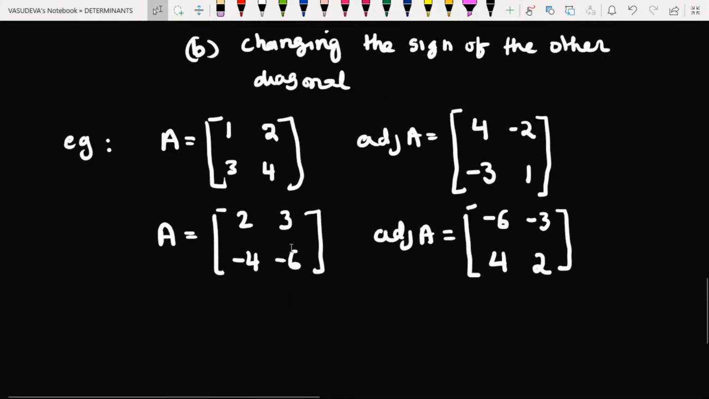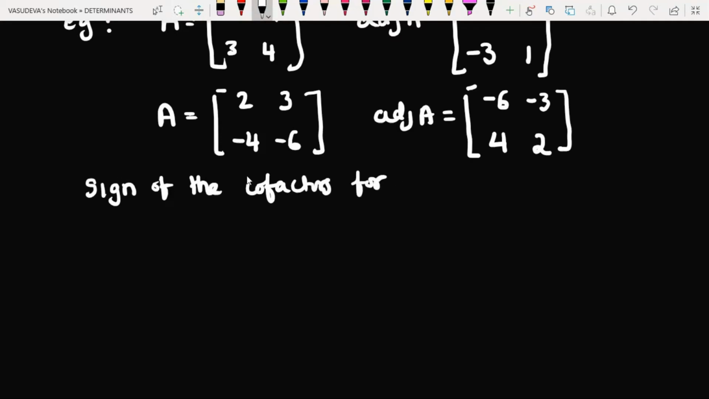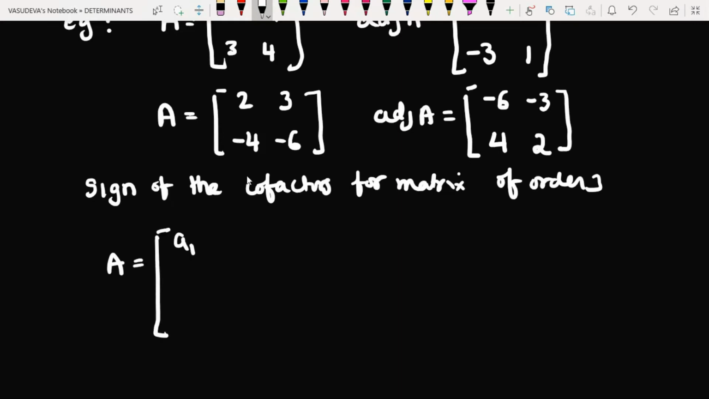Similarly, by finding the cofactors of a matrix and taking the transpose of the cofactor matrix, we can find the adjoint of a matrix. And it is very important to remember the signs of the cofactors for a matrix of order 3. So we have A as the matrix A11, A12, A13, A21, A22, A23, A31, A32, A33.